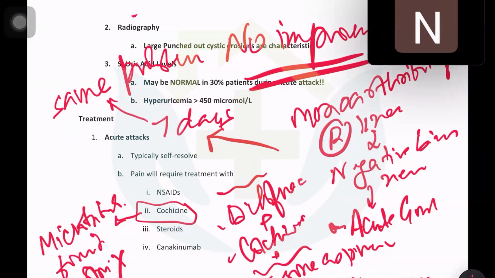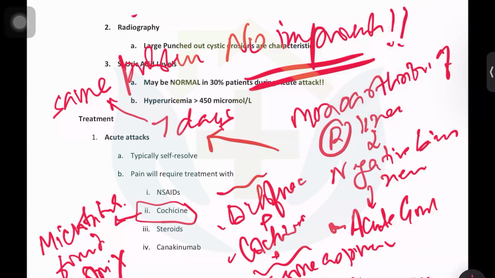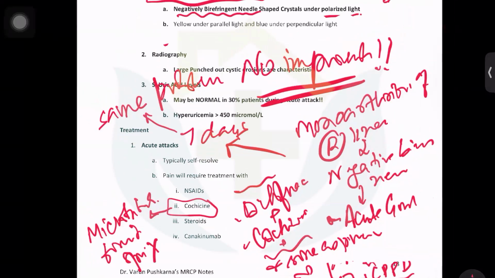Okay. So the answer was simple: knee aspiration. Aspirate as many crystals as you can from the joint, because it is the crystals which are causing the inflammation. If you take out the crystals, there will be no more inflammation. Is that clear? Okay, sir. Yes. All right.